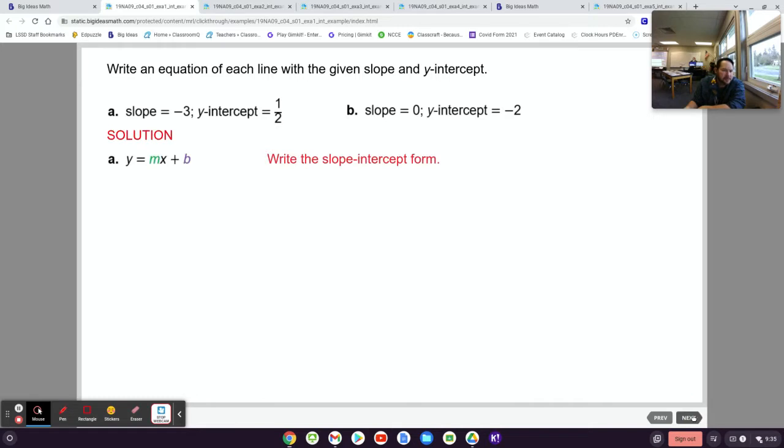Let's go through it. So the m is the slope, the rate of change. So m is -3, y-intercept is 1/2 because it tells you the y-intercept's 1/2. So there is the equation, y equals -3x plus 1/2.